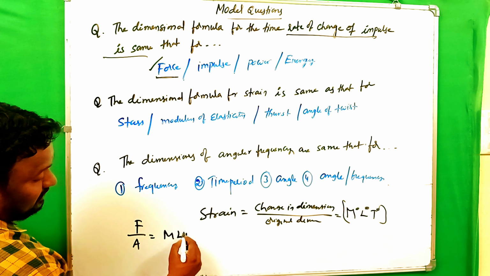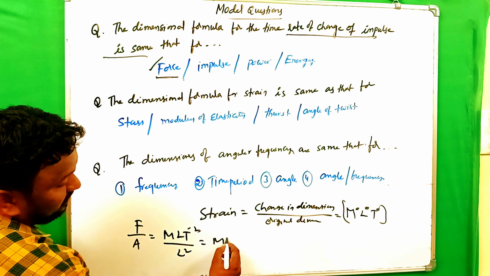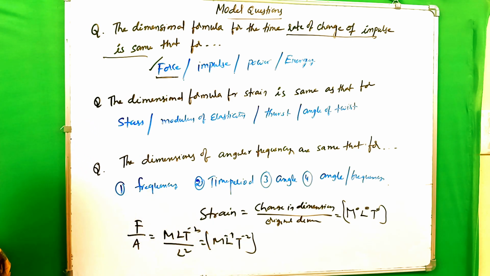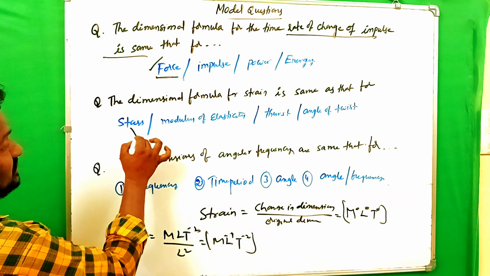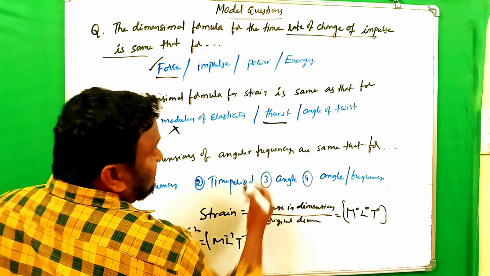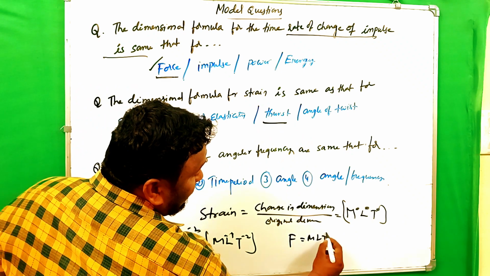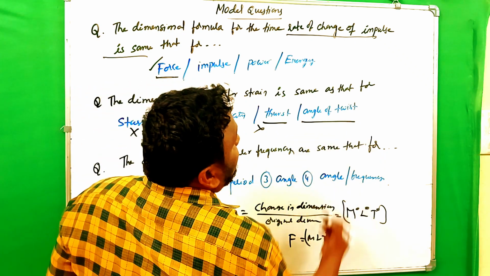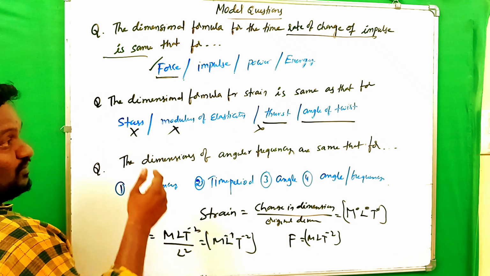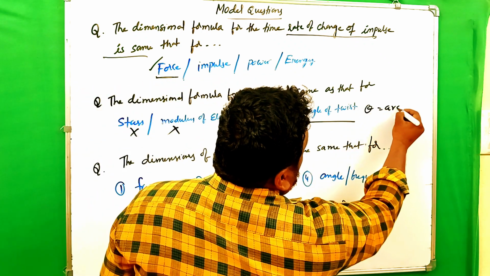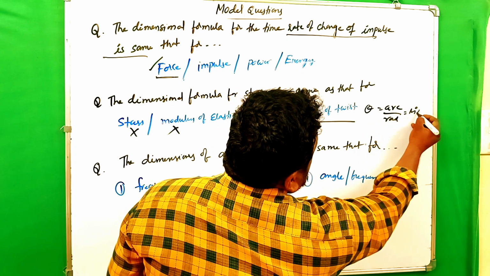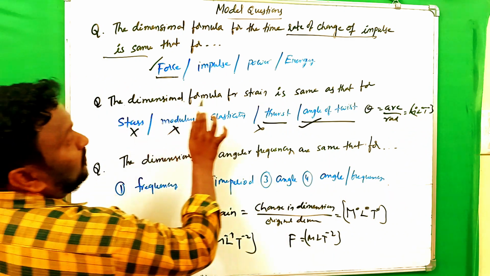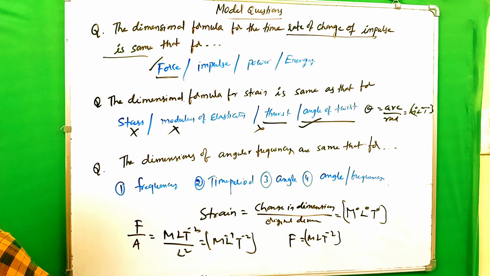So M L T inverse 2 by L square means M L inverse 1 T inverse 2. Clear? That's why these two are not the same, so these two are wrong options. And thrust is nothing but force, M L T inverse 2, so these are not the same, that's why this is also a wrong option. Now the angle of twist: angle is equal to arc by radius, it is a dimensionless quantity. That's why the fourth option is the right one. The dimension formula of strain is the same as that of angle of twist.